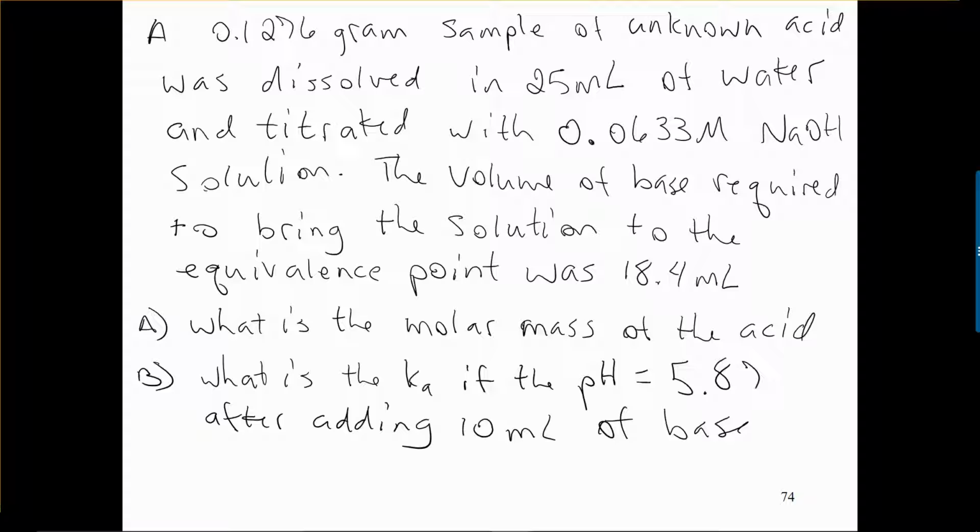Okay, so a 0.1276 gram sample of an unknown acid was dissolved in 25 milliliters of water and titrated with 0.0633 molar sodium hydroxide solution. The volume of the base required to bring the solution to the equivalence point was 18.4 milliliters. So let's start with what is the molar mass?